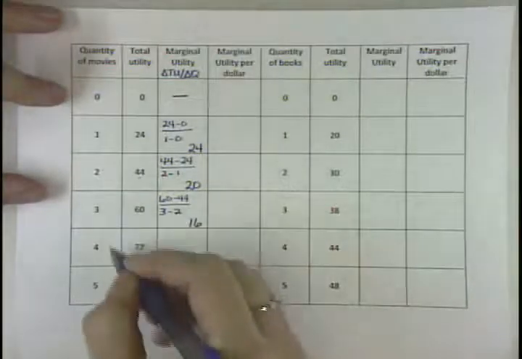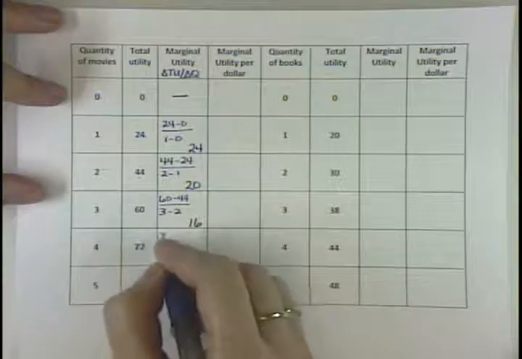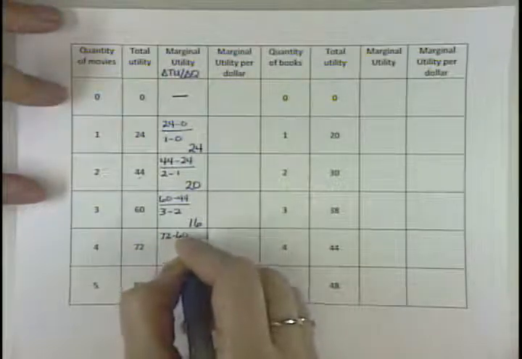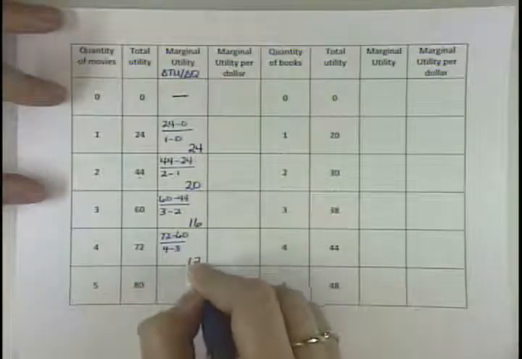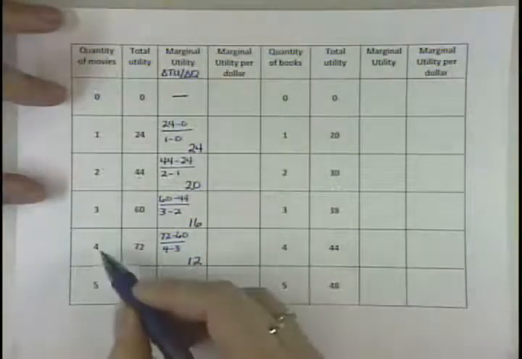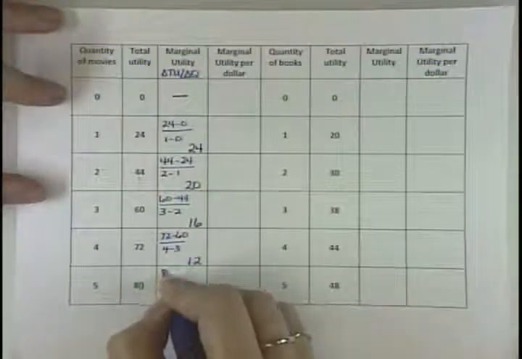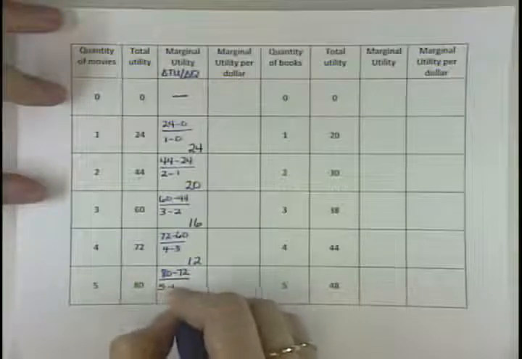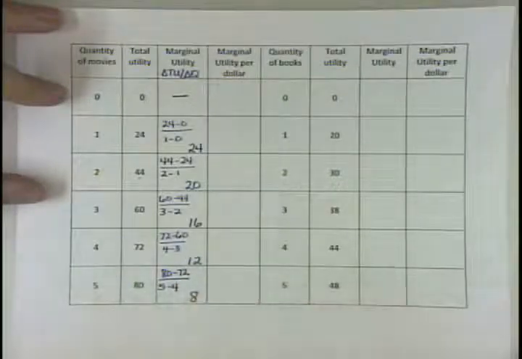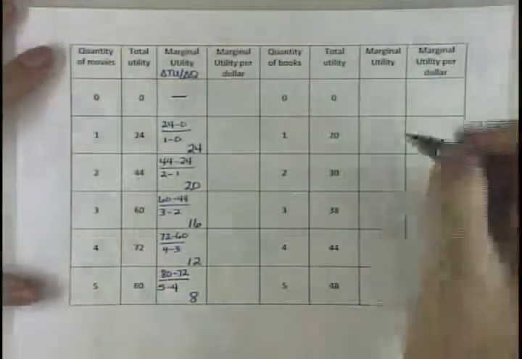Then we go to the next unit, going from 3 to 4. So we're going to take 72 minus 60 divided by 4 minus 3, which will turn out to be 12. Then we move from 4 movies to 5 movies. We're going to find the change in total utility is going to be 80 minus 72 divided by 5 minus 4, which is 8. So we're going to do the same thing over here for books.